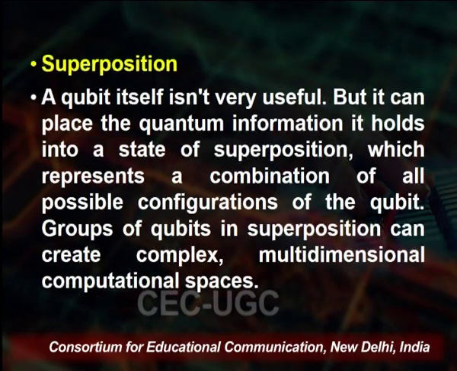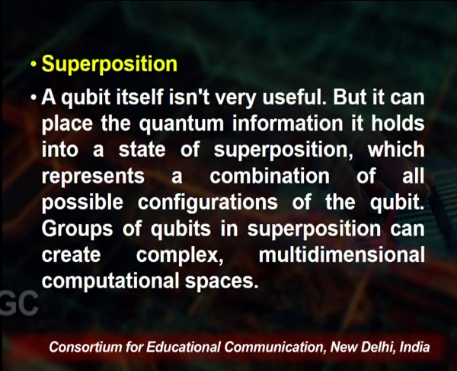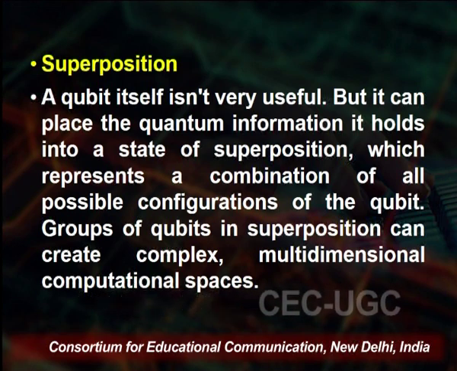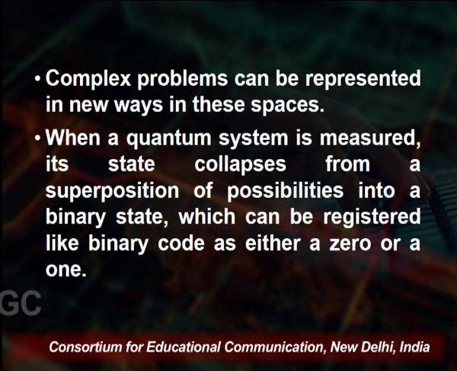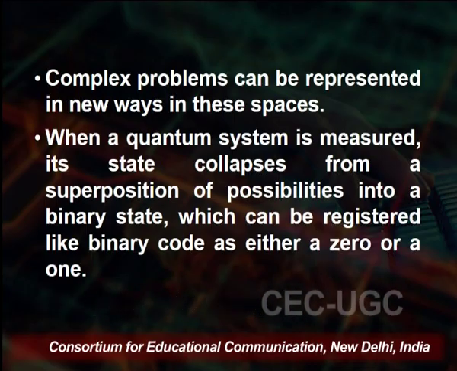So in superposition, a qubit on its own is not very useful, but it can place the quantum information it holds into a state of superposition, which represents a combination of all the possible configurations of the qubit. It means whenever we talk about all the configurations, we are talking about superposition. So a group of qubits in superposition can create complex multidimensional computational spaces. Complex problems can be represented in new ways in these spaces.